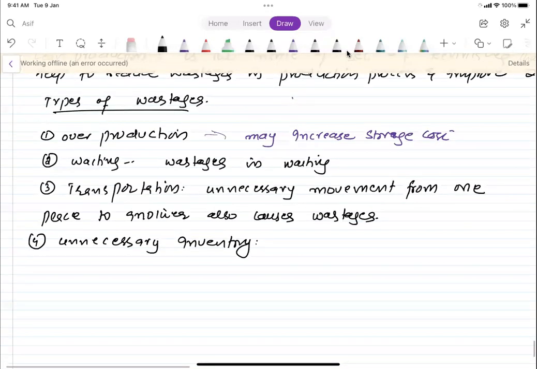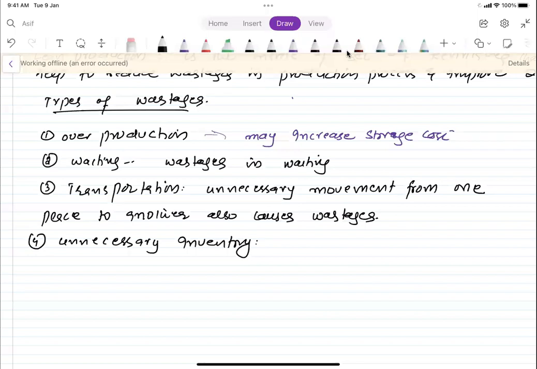Now let's talk about what the wastages are that can happen during the production process, the wastages that lean production tries to control. The first wastage is overproduction. When we talk about overproduction, it means we have produced such a number of goods and services that are not being ordered in the market. So they are not being sold. If they are not being sold, we have to keep them in the warehouses. This will increase our inventory cost. This will increase our warehouse cost.